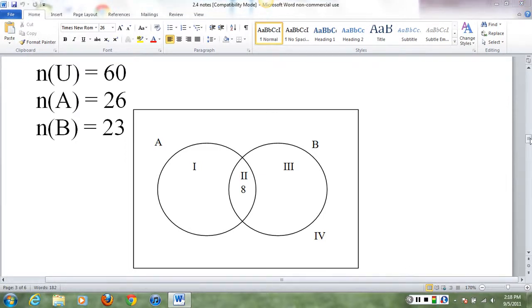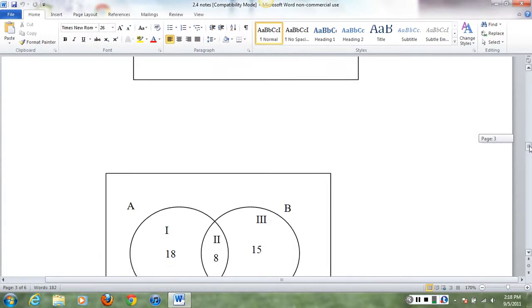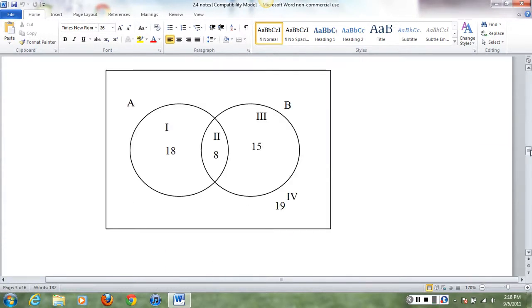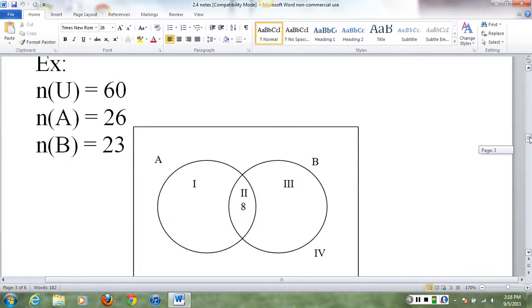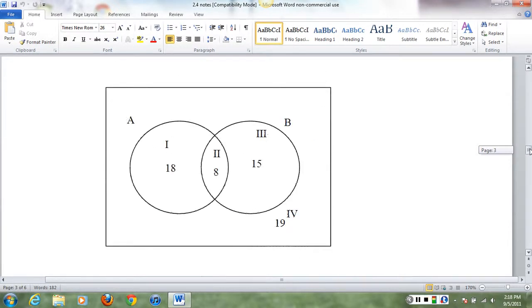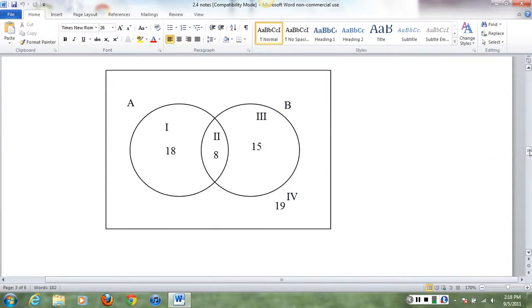Okay, if you've tried that, this is what you should be getting. 8 in the middle. Again, since A has 26 elements, 18 is what's left over in region 1. Since B has 23 elements, 15 is what's left over in region 3. The difference between those three numbers and then the universal of 60 is 19, so that goes on the outside.